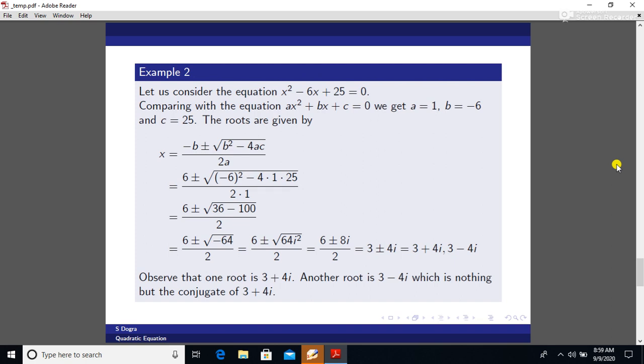Now I come to example 2. We have considered the equation x square minus 6x plus 25 equal to 0. Solving the equation by Sridhar-Acharya formula, we have obtained the roots 3 plus minus 4i, that is 3 plus 4i, 3 minus 4i. Observe that one root is 3 plus 4i, another root is 3 minus 4i. 3 minus 4i is nothing but the conjugate of 3 plus 4i.